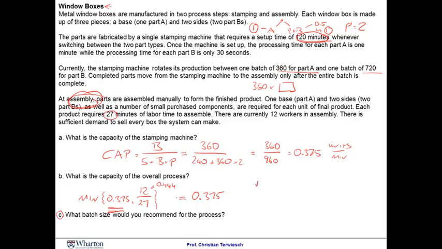By how much? Well, for that we have to balance the line and just compute B divided by 240 plus B times 2. And we have to equate this to the next slowest step, which is, in this case, assembly at 12 divided by 27. Now you solve this, and you're going to get 27B is equal to 12 times 240 plus 24B, and then you're going to get B equals 960 as a recommended batch size.